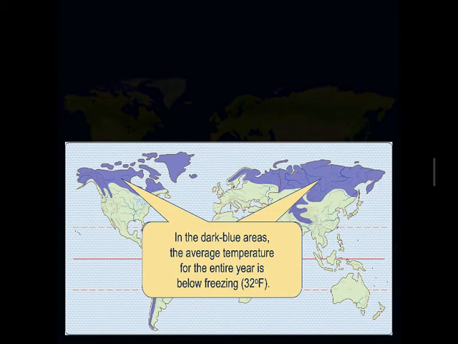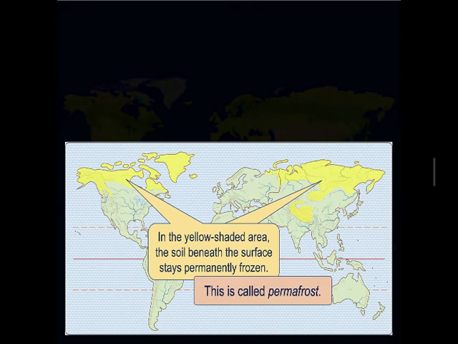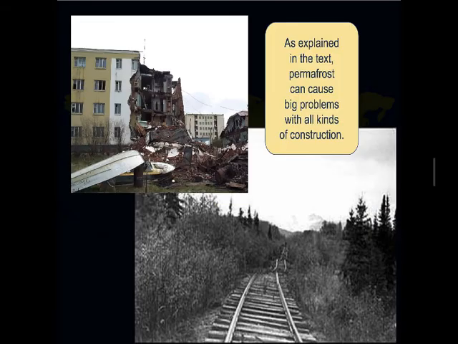In the dark blue areas pictured on this map, the average temperature for the entire year is below freezing, 32 degrees Fahrenheit. In the yellow shaded area, the soil beneath the surface stays permanently frozen. This is called permafrost. As we explain in Chapter 1 of the book, Earth Environments, permafrost can cause big problems with all kinds of construction.